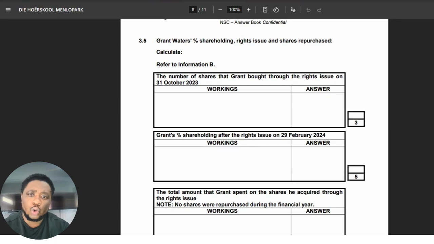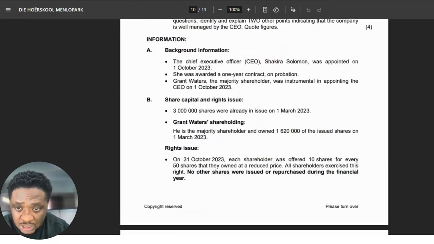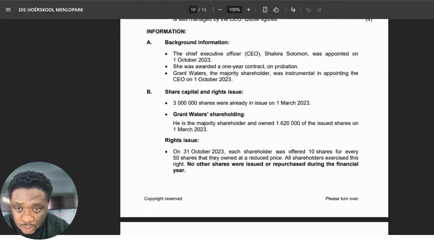Okay, so let's go and look at the information then. In terms of the information, let's look at how many shares he owned and then what happened after that. So we're referring to information B. Information A is relevant because this Grant that is being spoken about is a shareholder here, and is a majority shareholder.